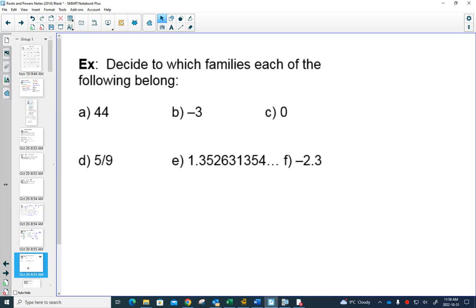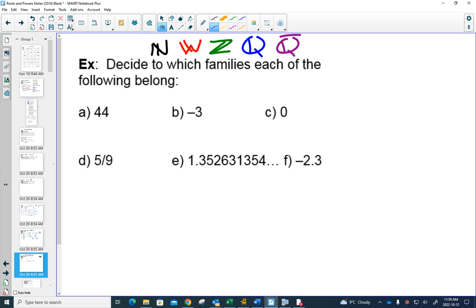Okay, we're going to color code this as well. We're going to start off with natural numbers being black, whole numbers in red, integers in green, rational numbers in blue, irrational numbers in purple, and real numbers.